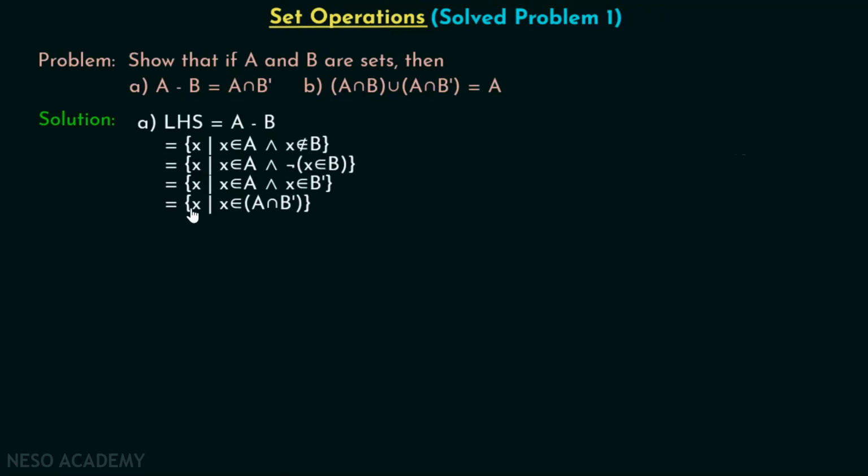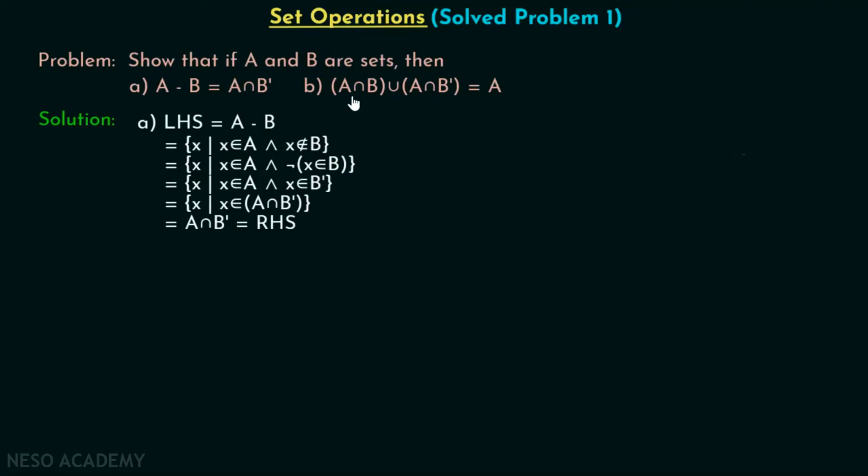So we have the set of all x such that x belongs to A intersection B complement, which means we are talking about this set, that is A intersection B complement. And obviously this is the RHS, right? So we have deduced the RHS from the LHS, thus we can say that LHS is equal to RHS, and hence A minus B is equal to A intersection B complement, right?